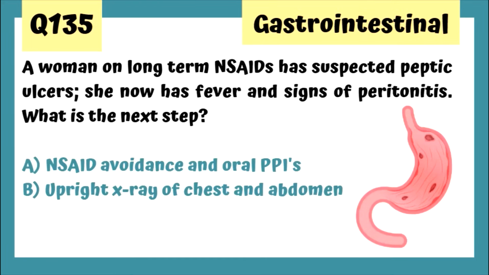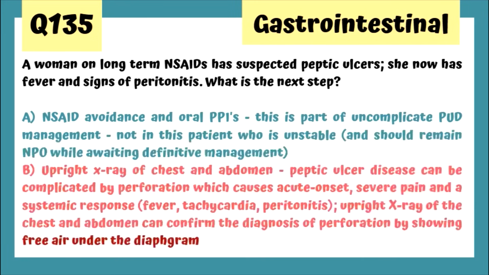A woman on long-term NSAIDs had suspected peptic ulcers. She now has fever and signs of peritonitis. What's the next step? So here we want to get an x-ray of the chest and the abdomen, and the reason is to look for free air, because with peptic ulcers that lead to peritonitis we're concerned about a perforation.